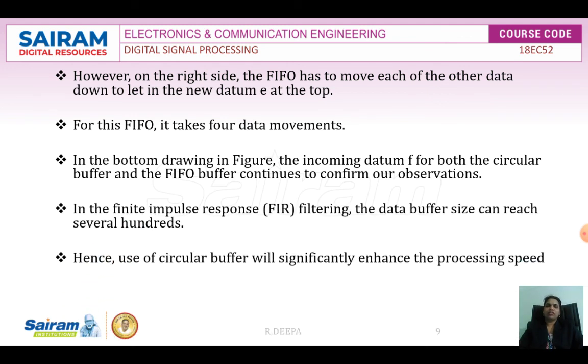In FIR filtering, the buffer size can reach several hundreds. For performing this filtering operation, we can make use of this circular buffer, and this circular buffer will significantly increase the processing speed of your digital signal processor.